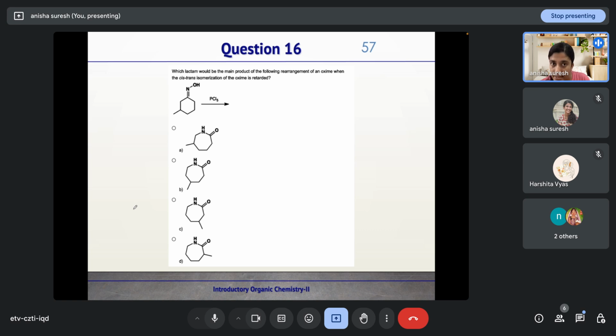Now coming to the last question of this tutorial. Which lactam would be the main product of the following rearrangement of an oxime when the cis trans isomerization of the oxime is retarded? That is, retarded means it is stopped or decreased. So what is this name reaction or the rearrangement? Beckmann rearrangement. Yeah, this is Beckmann rearrangement. So what will be the major product that is forming here?